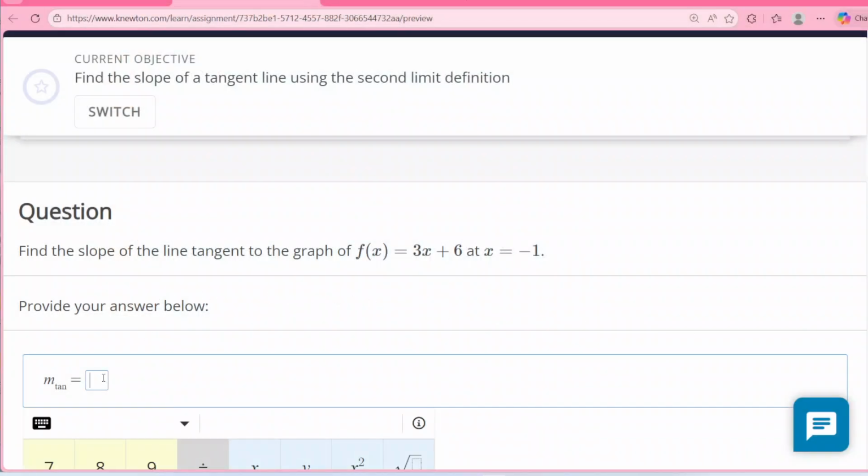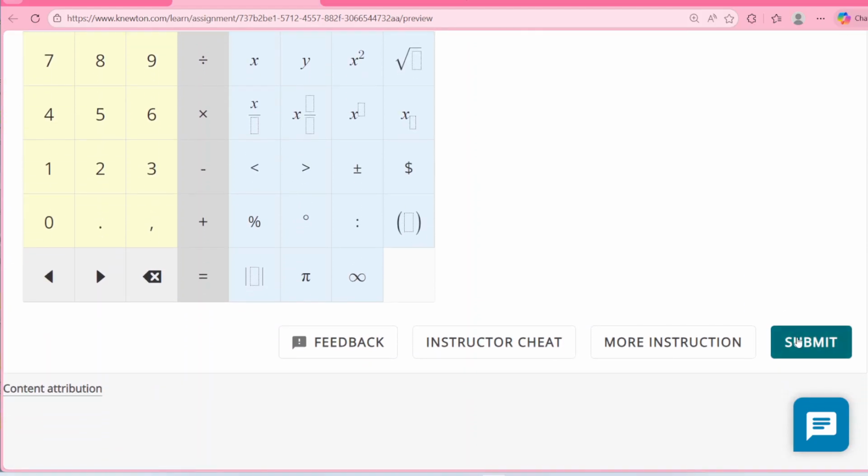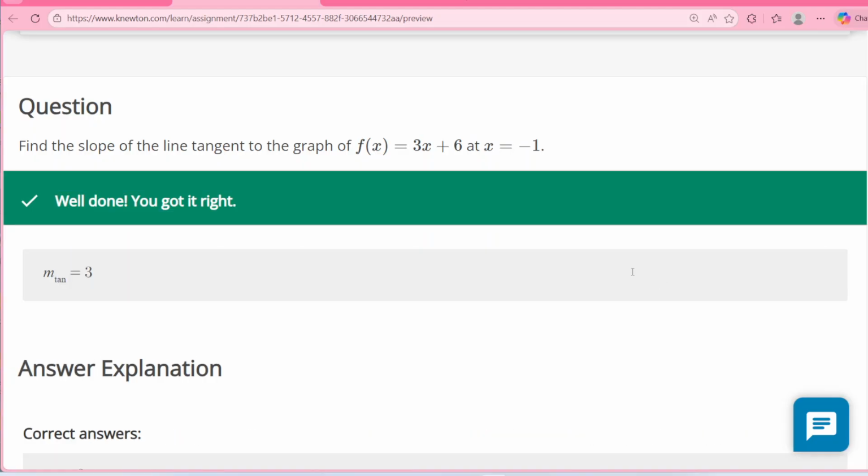So back here I'm entering, slope of tangent line is 3 at x equals negative 1. And again, because this was a linear function, it didn't matter what x value they gave me. The slope of the tangent line is the slope of the line. Right? The tangent line would be that line all the time. Submit.